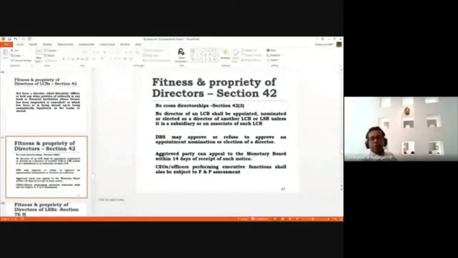DBS may approve or refuse to approve a nomination, appointment, or election of a director. The banks are supposed to inform the Director of Bank Supervision of the nominations, appointments, and elections of directors. DBS has the authority to either approve or refuse that kind of appointment, nomination, or election. The aggrieved party, the person who is declared to be not fit and proper, can appeal to the Monetary Board within 14 days of receipt of such notice.